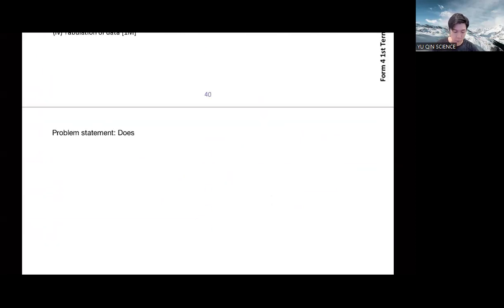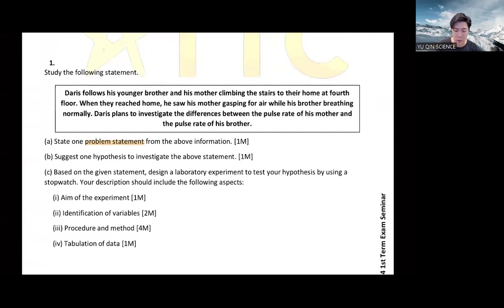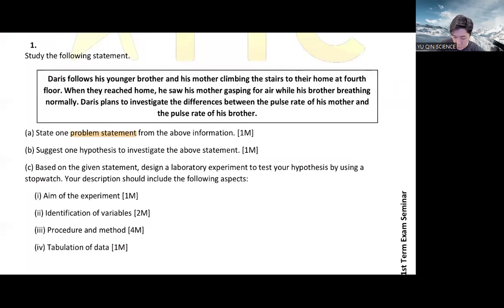For the problem statement, I would like to use the manipulated and responding variables. Before the whole experiment, you must make sure you find out your manipulated variable and responding variable. So my manipulated variable will be age, right? We're testing on age, and the responding variable will be pulse rate. You can write that down on the side first. Okay, now go back to your problem statement.